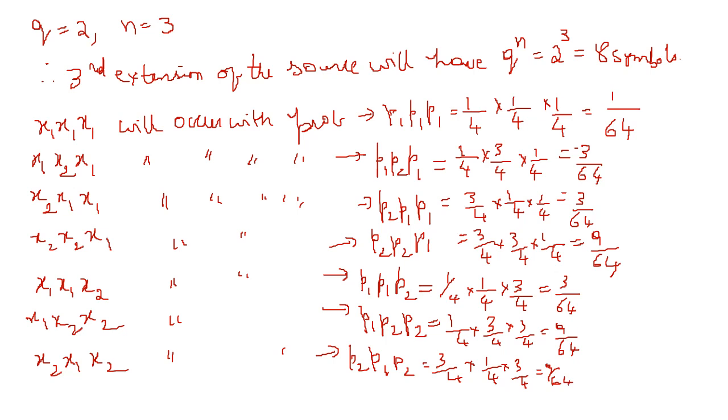The last symbol, that is the eighth symbol, will have the message x2, x2, x2, and this will occur with probability P2, P2, P2, which is equal to 3/4 into 3/4 into 3/4, which is equal to 3 3s are 9, 9 3s are 27, by 64. So these are the 8 symbol values with the respective probabilities.